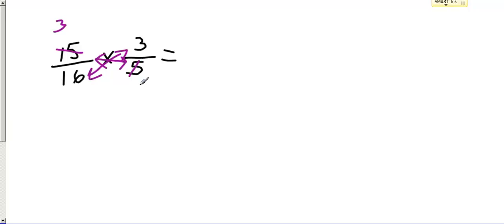So 5 goes into 15 3 times. 5 goes into 5 once. Now I multiply straight across. 3 times 3 is 9. 16 times 1 is 16. So my final answer is 9/16.